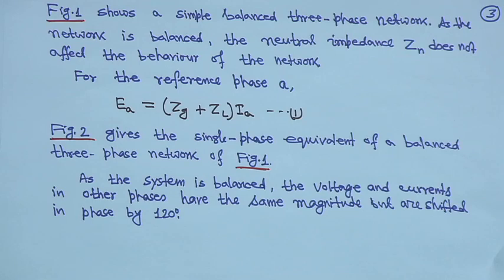As you know, if you take one as reference, then the others will be at plus 120 and minus 120, that is 240 degrees. But the magnitude will remain the same, only the phase difference will be different. Now we will come to the transformer.